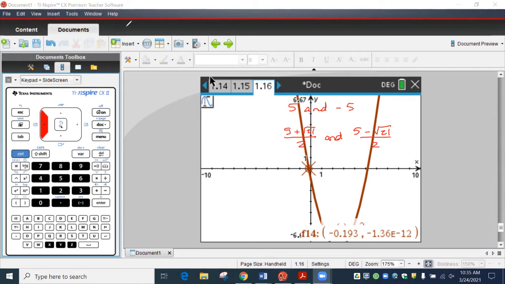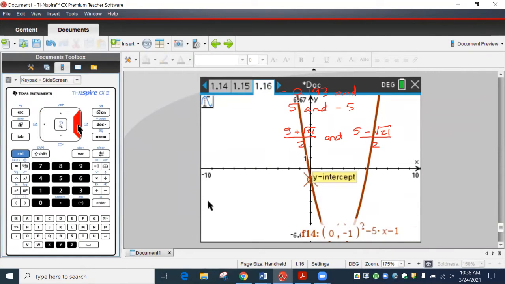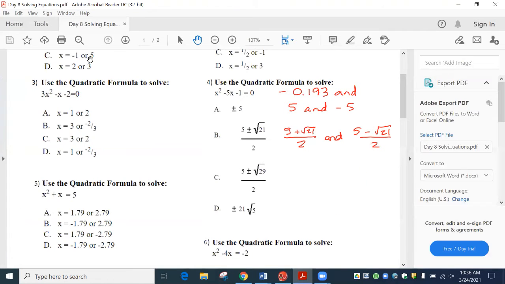Actually, let me go to my paper so I know I can see this. All right, right there. So I've got a 0.193, and it was negative, wasn't it? Okay. And then I've got another answer, and the other answer is 5.19. So my other answer is 5.19. So you've got to write these down in order to be able to do this.